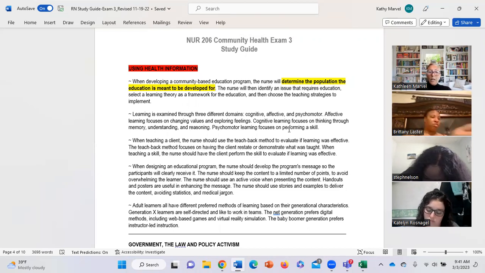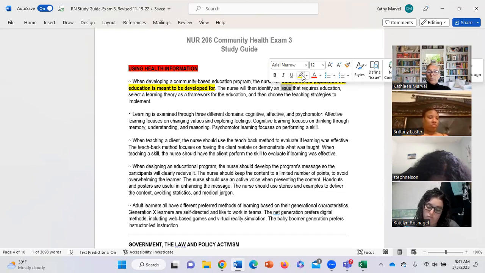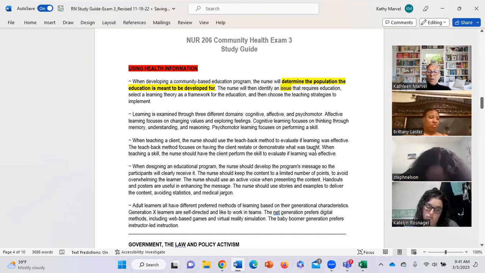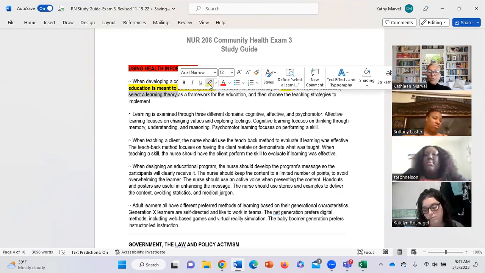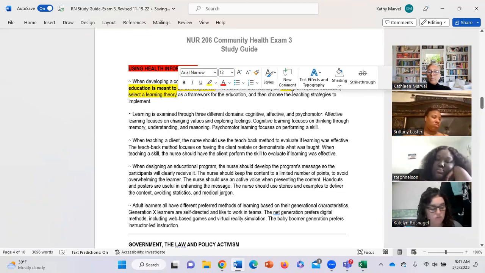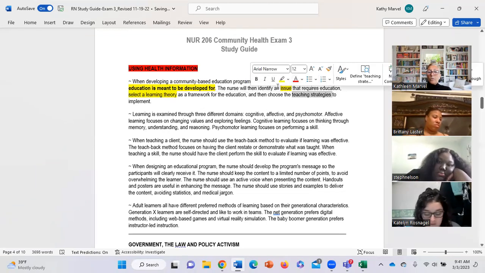What issues need education? Okay. Then there's a couple of things that you're going to have to consider. Okay. So first you determine the population, then you identify the issue. Okay. But it continues. You need to select two more things. You need to select a learning theory to be your framework for your education. And you need to select some teaching strategies.